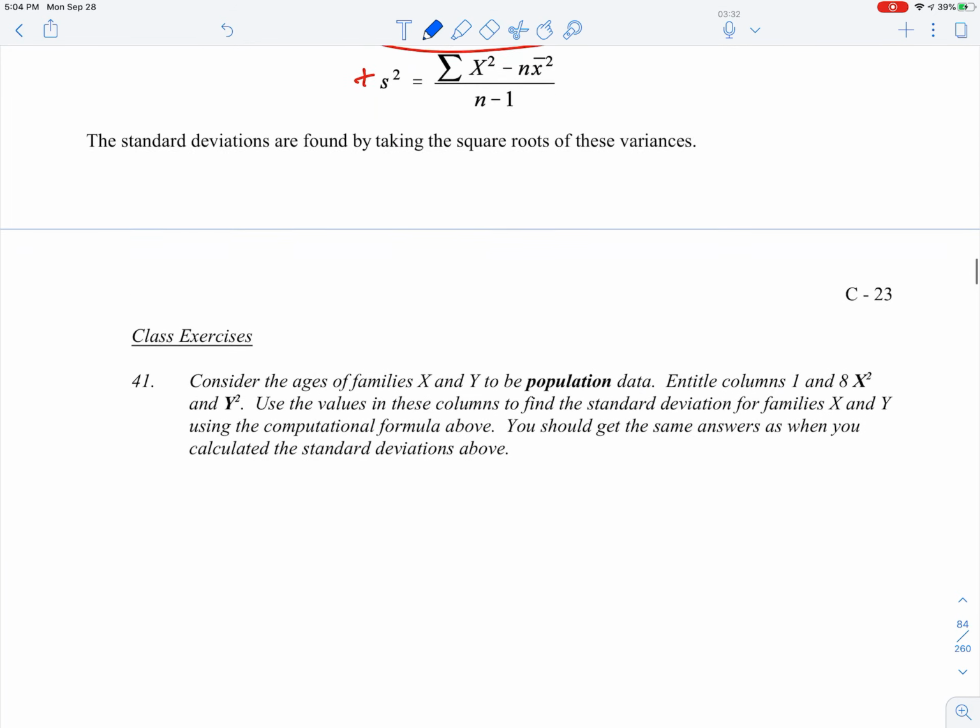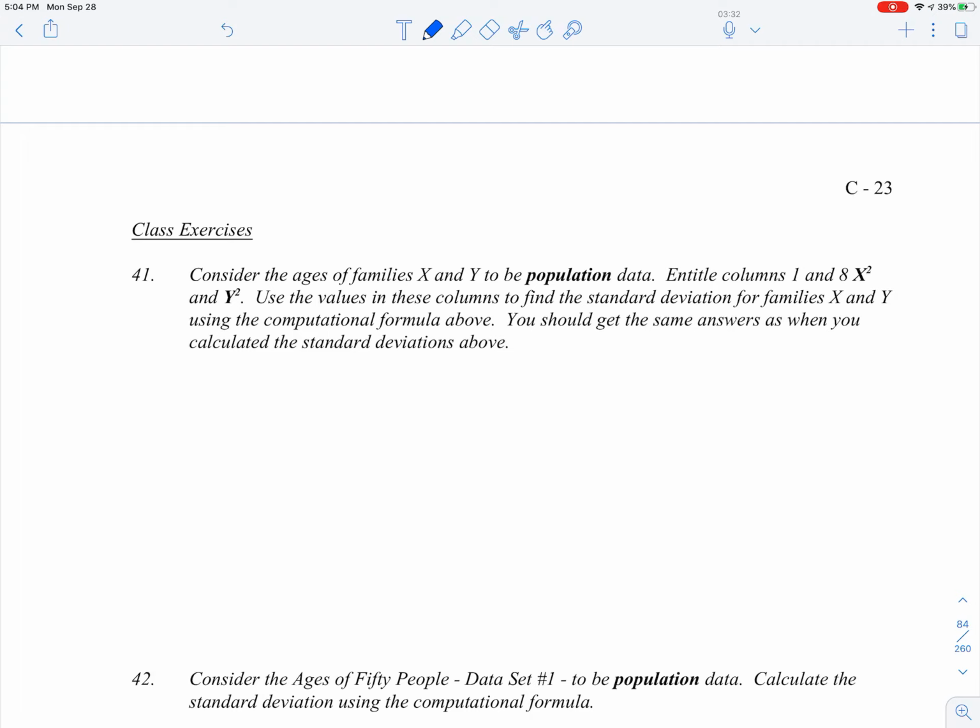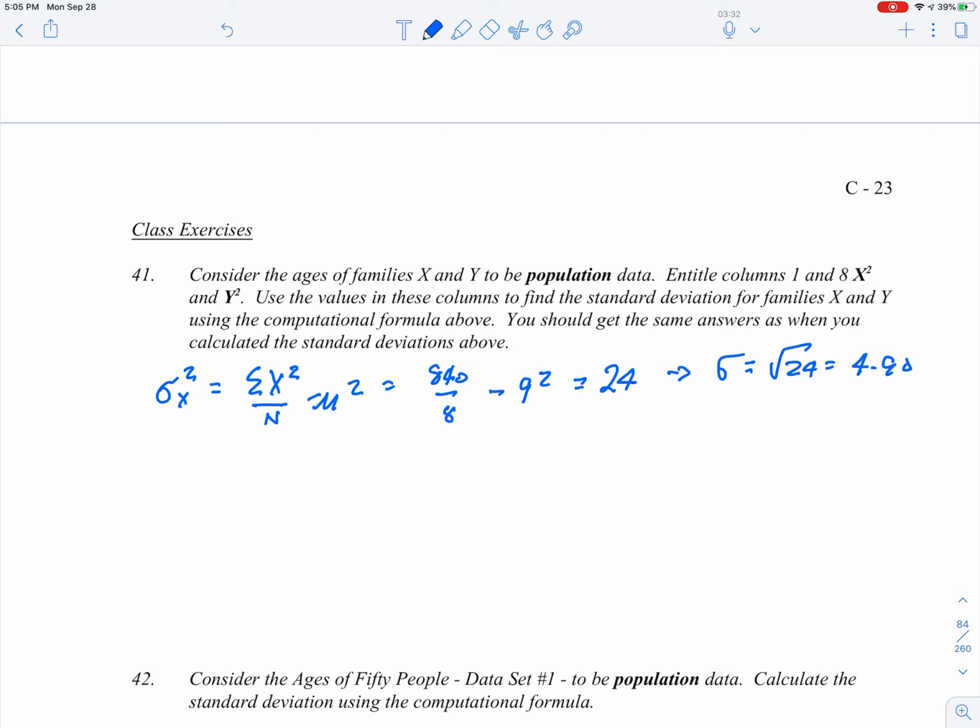We're going to come down here and use the computational formulas. The variance of the x's using the computational formula is 840 divided by 8 minus 9 squared. And that comes to 24. And then, of course, sigma is equal to the square root of 24, which is 4.90, as before.